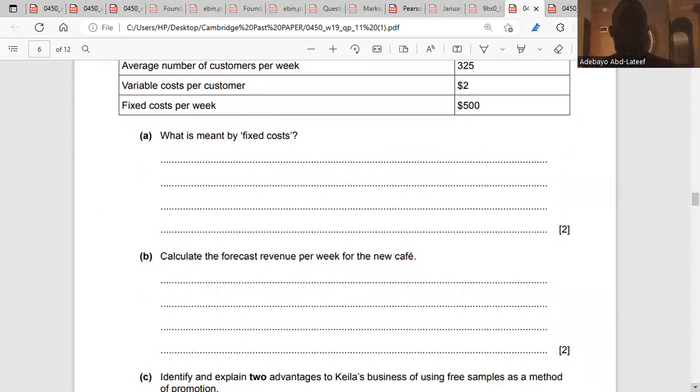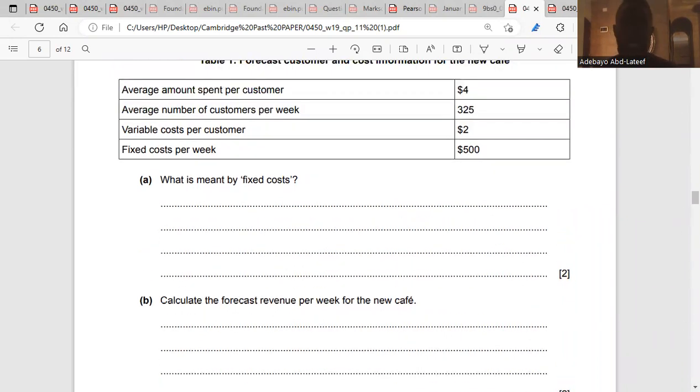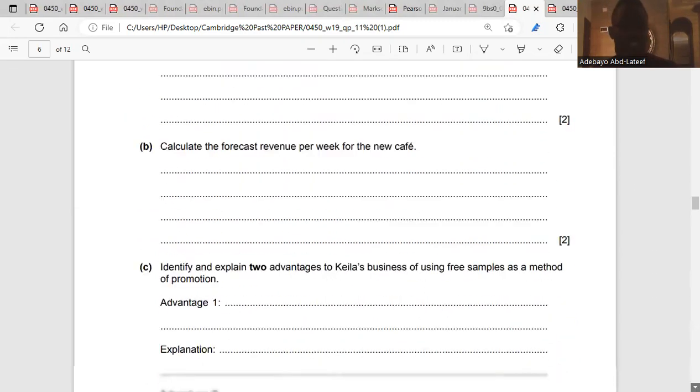And it says calculate the forecast revenue per week for the new cafe. So how do you calculate your total revenue? You multiply the quantity by the price. Price multiplied by quantity. So we have the average amount spent per customer, which is $4, multiplied by the average number of customers per week, which is 325.